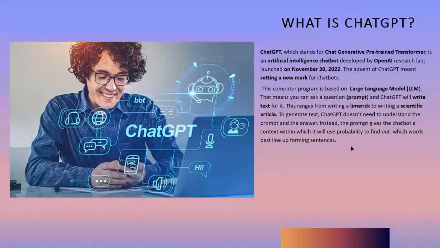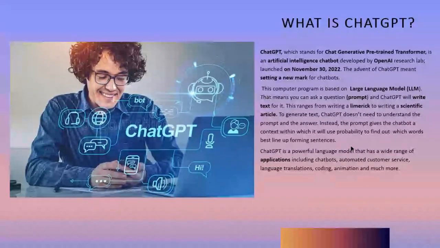Okay, as we know, this is based on a large language model, LLM. That means you can ask a question, meaning a prompt, and it will write a text for you. This ranges from writing a limerick to writing a scientific article. To generate text, ChatGPT doesn't need to understand the prompt and the answer. Instead, the prompt gives the chatbot a context within which it will use probability to find out which words best line up, forming sentences for its users.